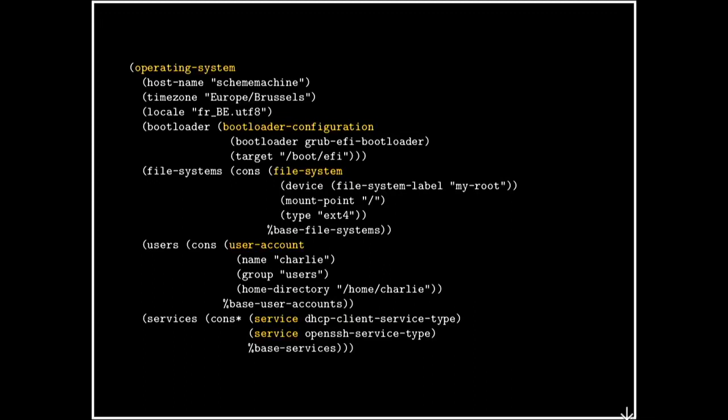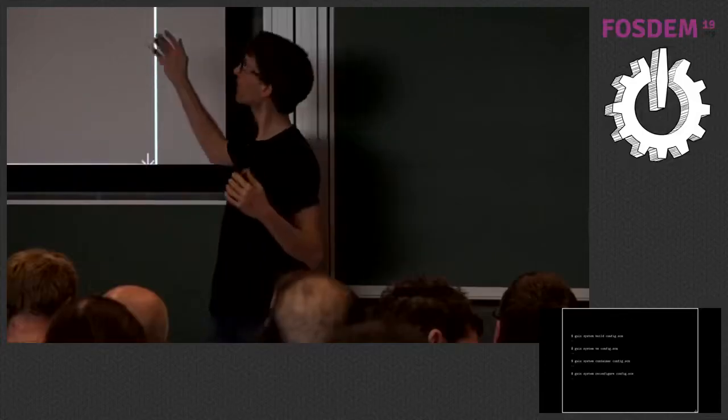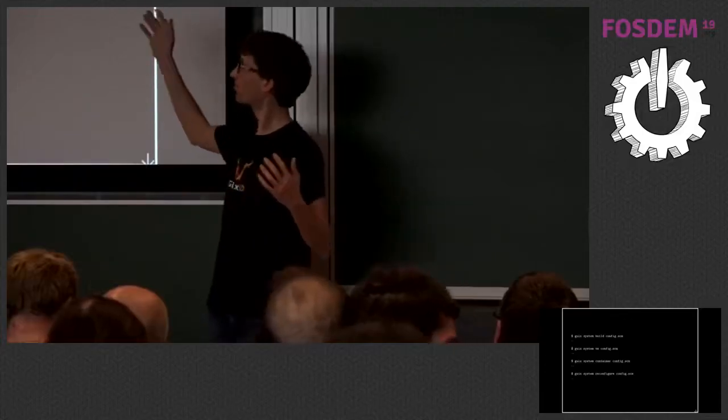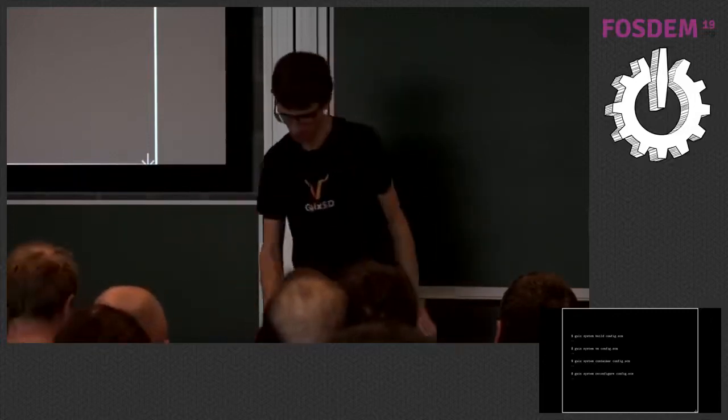I don't know. All right, so once you have this configuration, there is a bunch of guix system commands, and you can create a VM, or you can instantiate it on actual bare metal hardware, and so on.